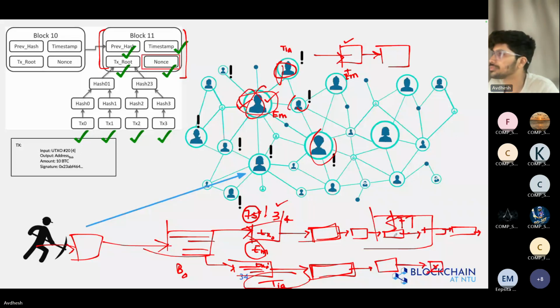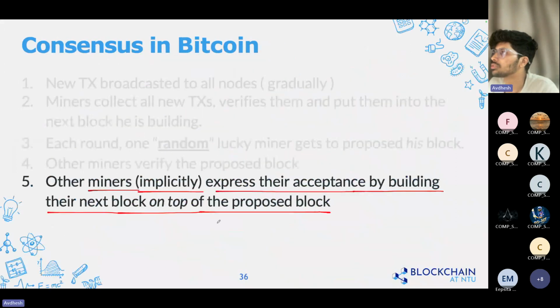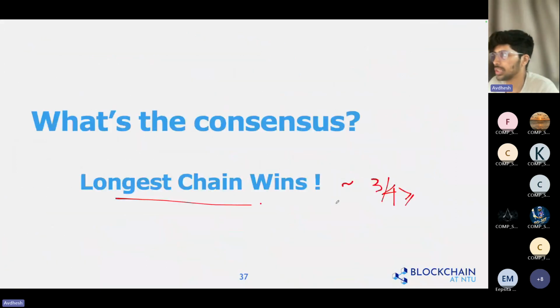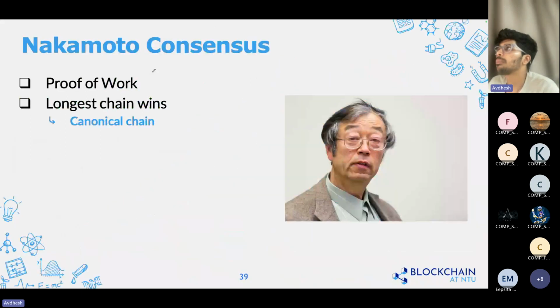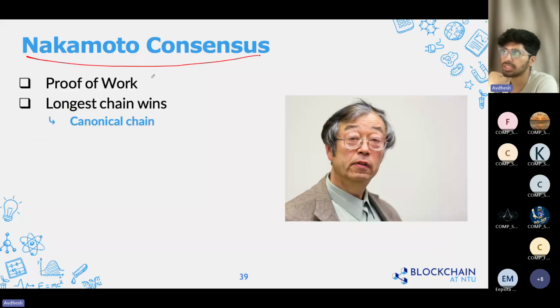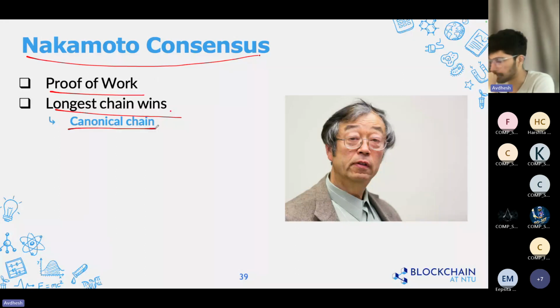Yeah. So yeah, the longest chain wins. So yeah, that is what I just explained. So Nakamoto consensus. Nakamoto consensus consists of proof of work and the longest chain rule, which is also called, in terms of mathematics or in research, the canonical chain.